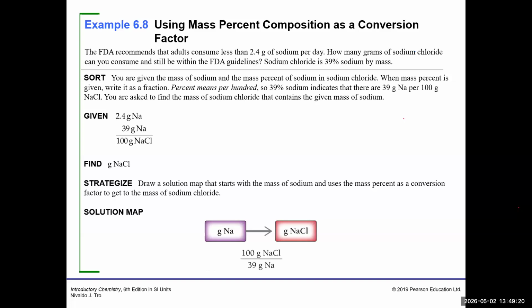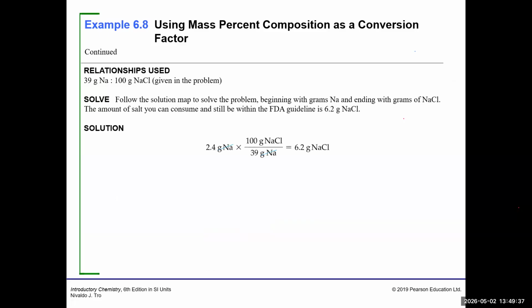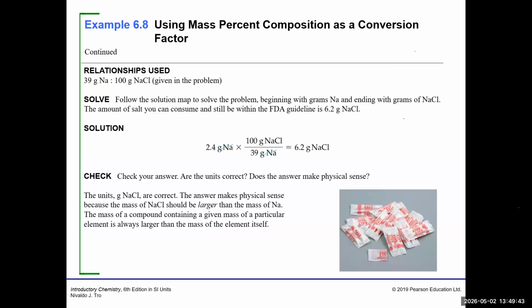So now we need how many grams of sodium chloride we can eat so that we don't go beyond what the FDA says. You get it? So we multiply by the 2.4 grams of sodium, and that will give us the answer. 2.4 grams of sodium times 100 grams of sodium chloride divided by 39 grams of sodium is equal to 6.2 grams of sodium chloride. Any questions here?